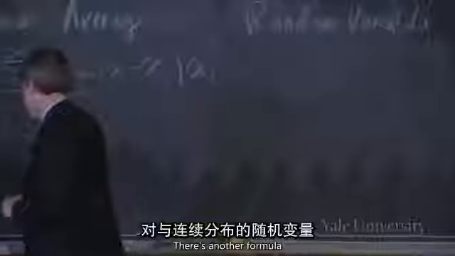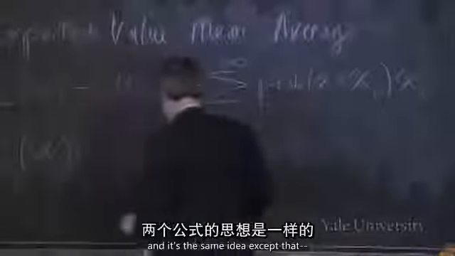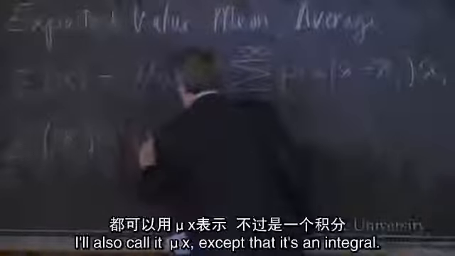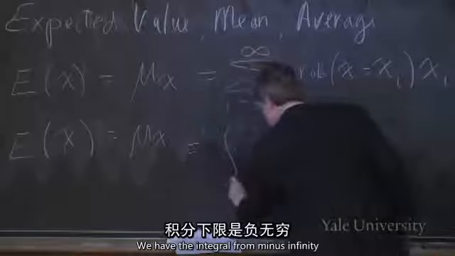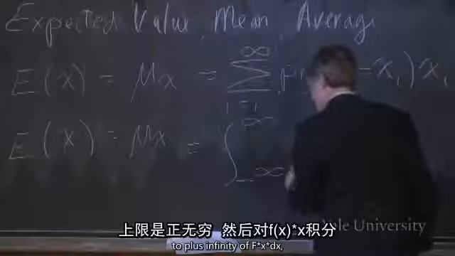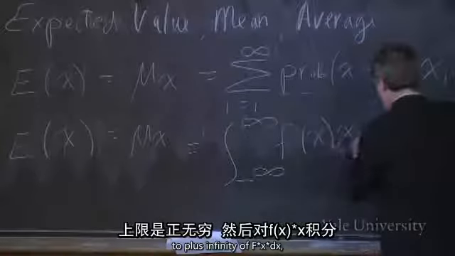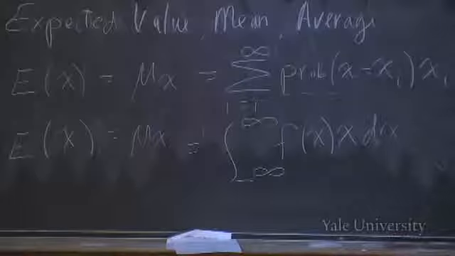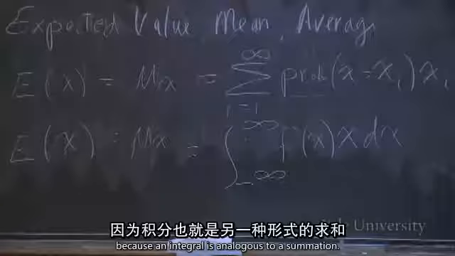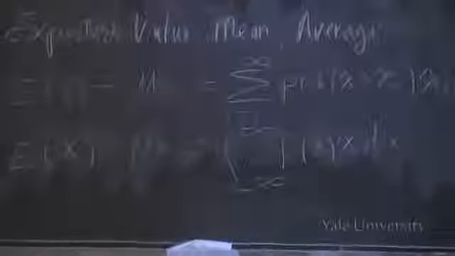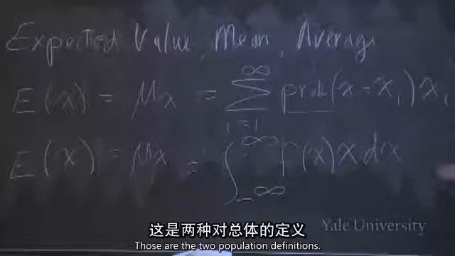There's another formula which applies for continuous random variables, and it's the same idea. I'll also call it mu sub x, except that it's an integral. So we have the integral from minus infinity to plus infinity of f of x times x dx. And you see, it's the same thing, because an integral is analogous to a summation. Those are the two population definitions.